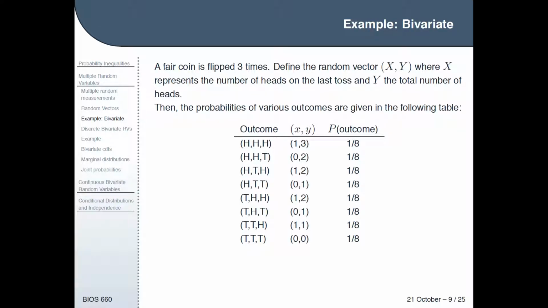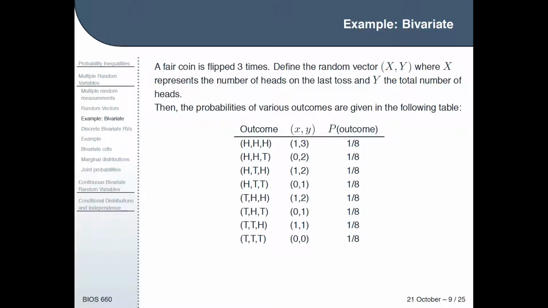Hopefully it's fairly easy to calculate all possible outcomes when we toss a coin 3 times, obviously a total of 8 possible outcomes in the original outcome space. The first variable, X, is 1 if the third toss is heads, and 0 if it's tails, and the second variable, Y, is just a count of the total number of heads. Each of these outcomes is equally likely with probability 1 over 8. Hopefully this is reasonably self-explanatory.